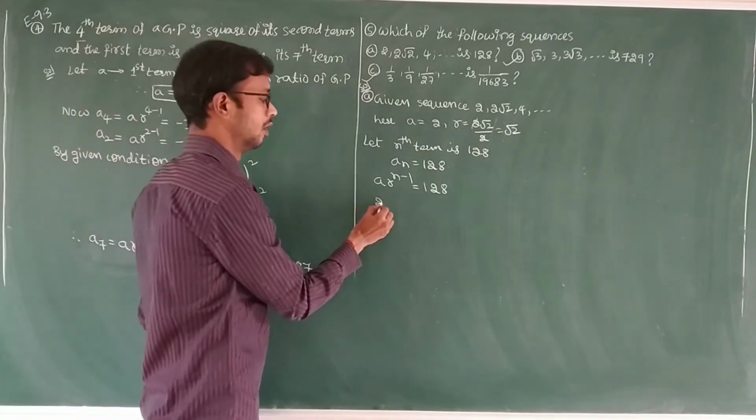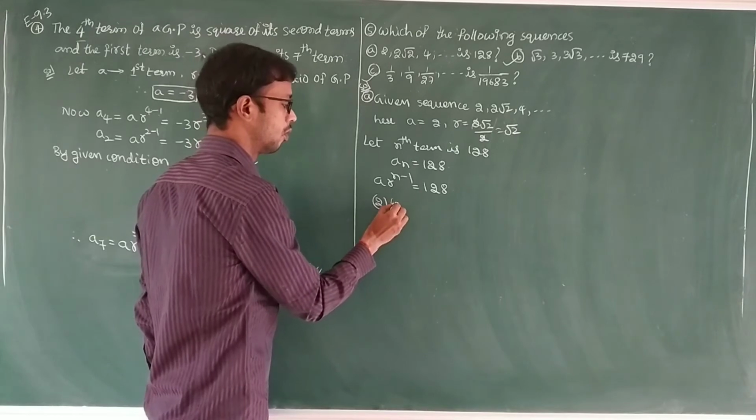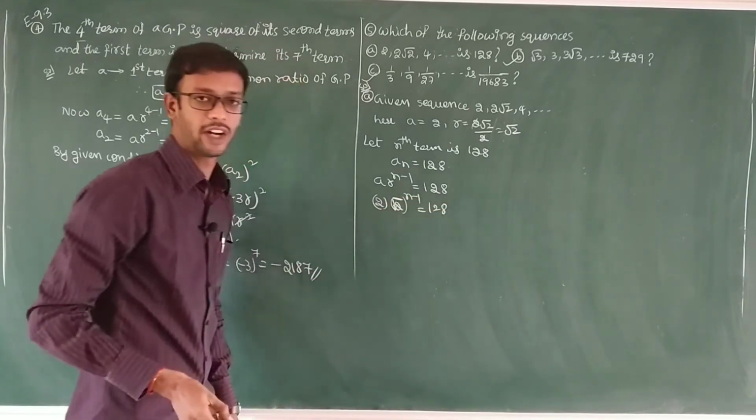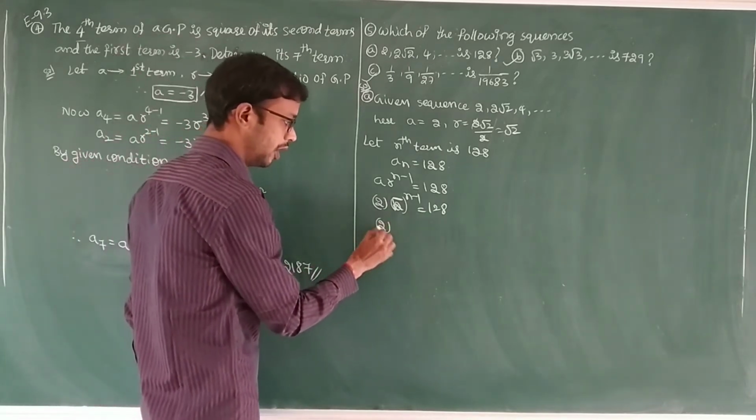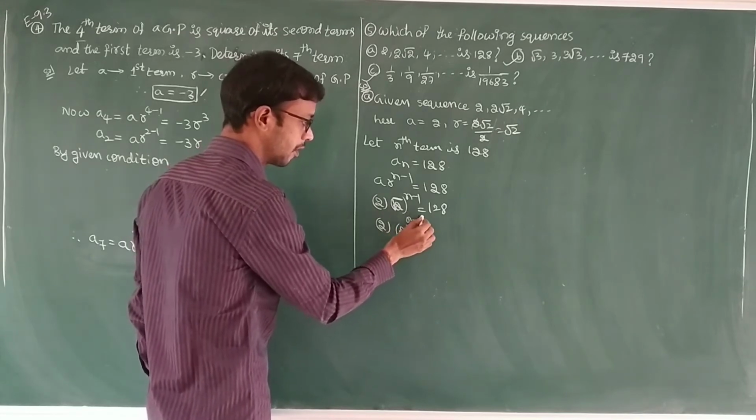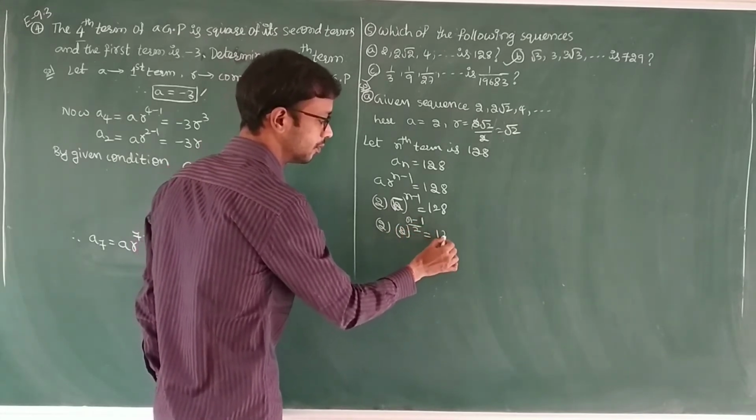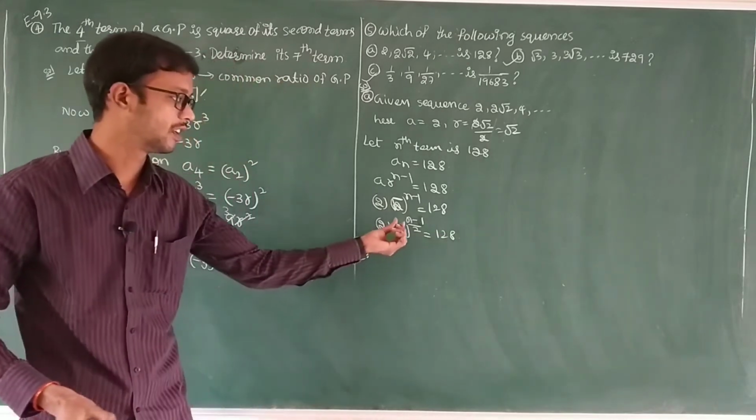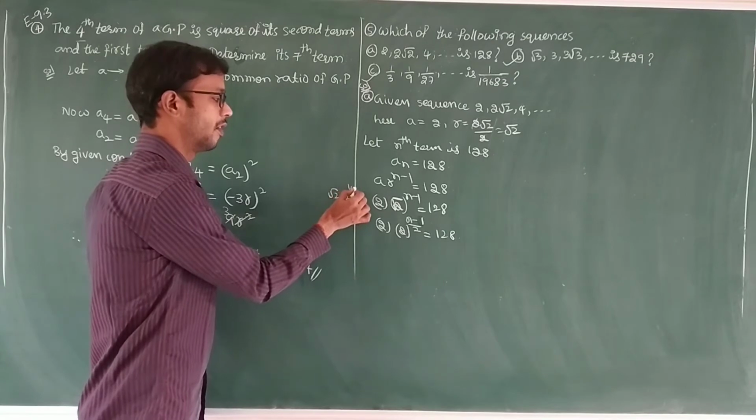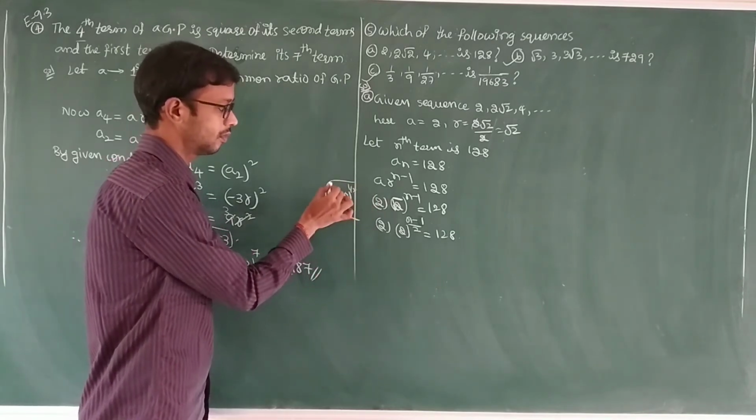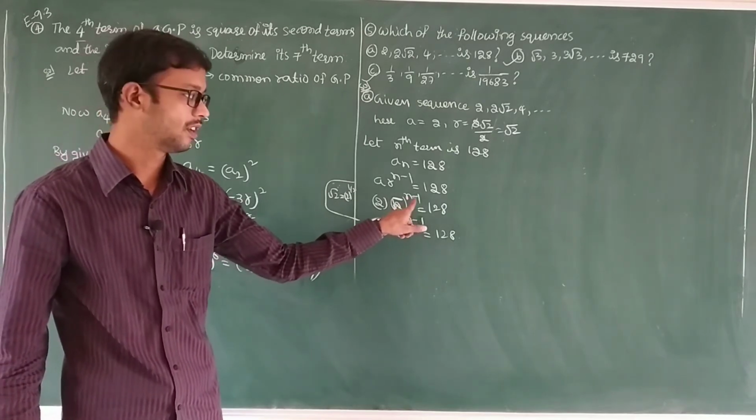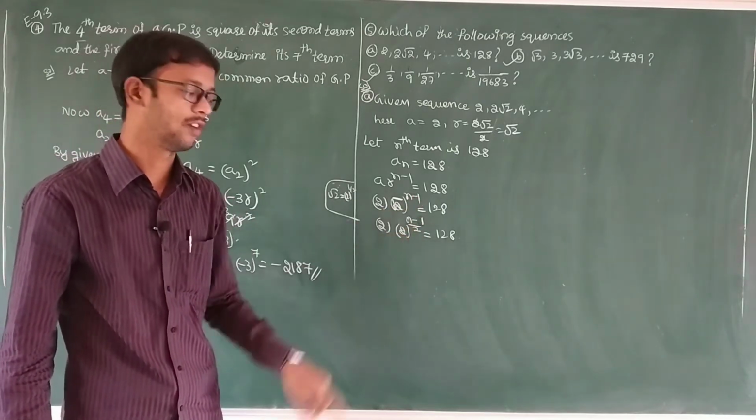Substitute the values: 2 into (2 root 2 by 2) power n minus 1 is equal to 128. Why are we writing this? Square root is there. Square root we can write as 2 power 1 by 2. So 2 power 1 plus (n minus 1) by 2 is there.